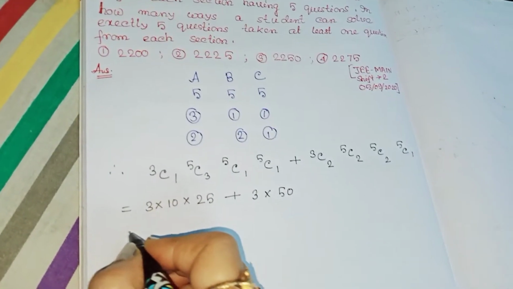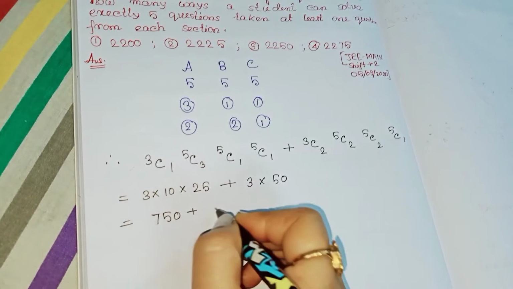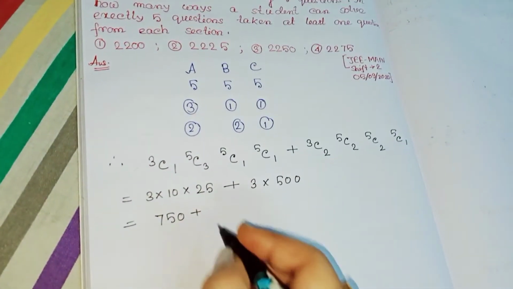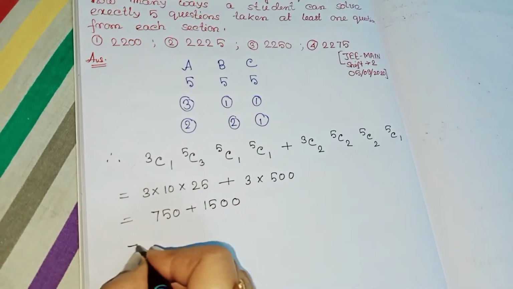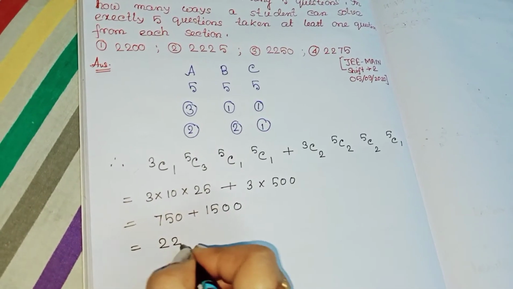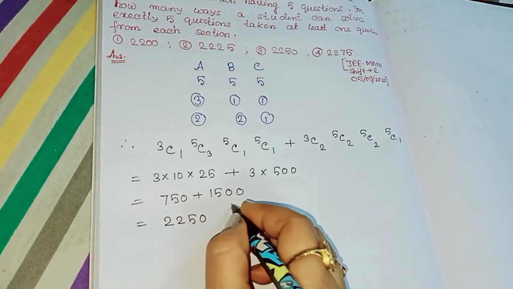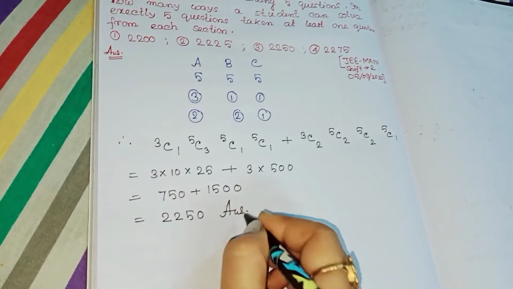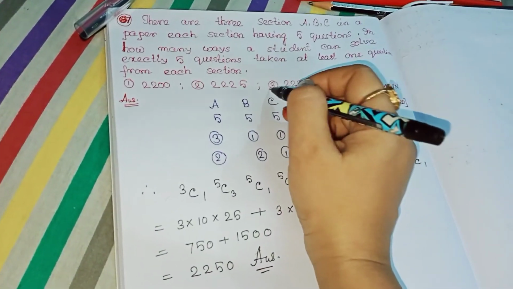So here we get 750 plus 1500, sorry, and the answer is 2250. So we reached our required answer, and our option is 2250. Option 3 is our correct choice.